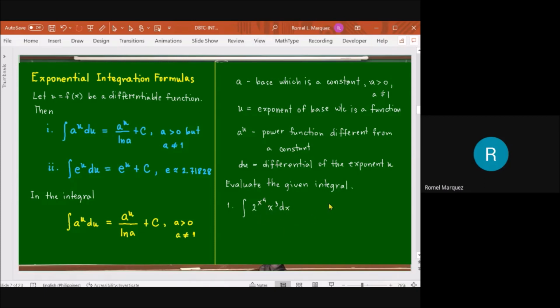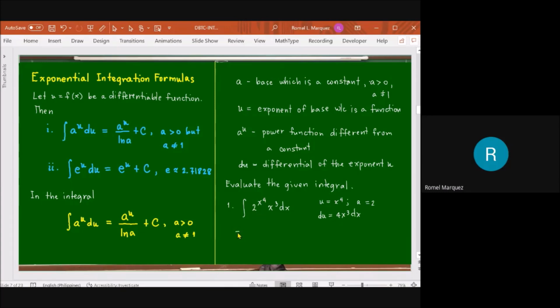So let's check. What is our u here? x to the 4th. What is our a? Our a is positive 2. And then, what is du? For x cubed dx, looking at the integrand together with the dx, our du is not yet complete. This x cubed has a missing factor to be du. What is that missing factor? 4. So we have to supply that so that this will take the form of a to the u du.